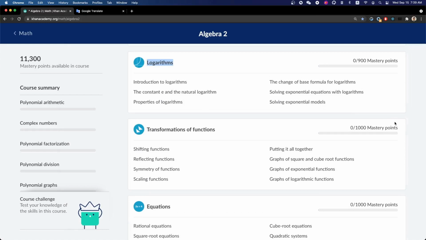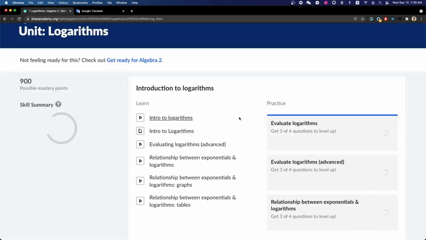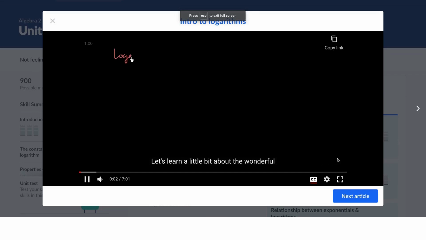So today we're going to learn about logarithms. Let's learn a little bit about the wonderful world of logarithms.